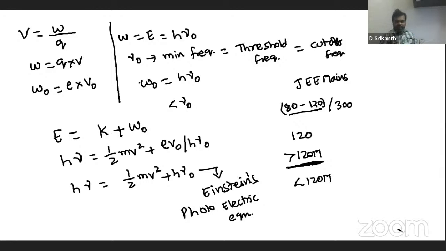Energy supplied is equal to the energy utilized. Now I can write it as h times nu minus nu naught is equal to half mv square, that is nothing but kinetic energy. Half mv square means kinetic energy. Now, under which condition will kinetic energy be maximum?